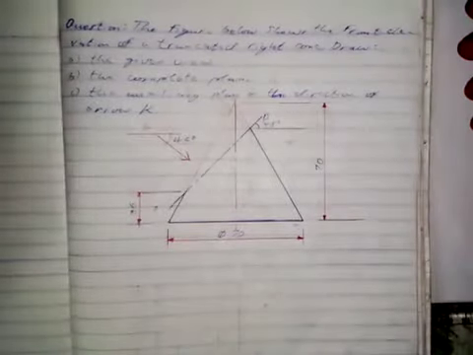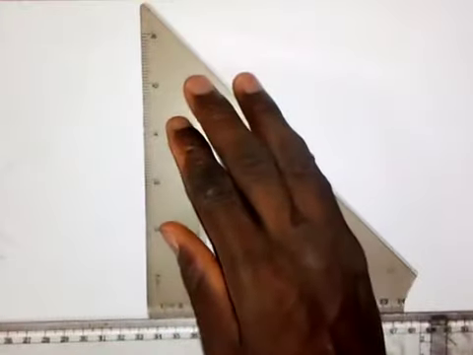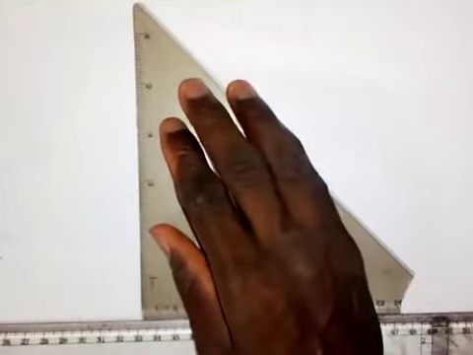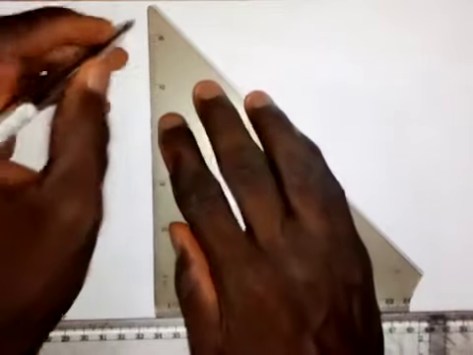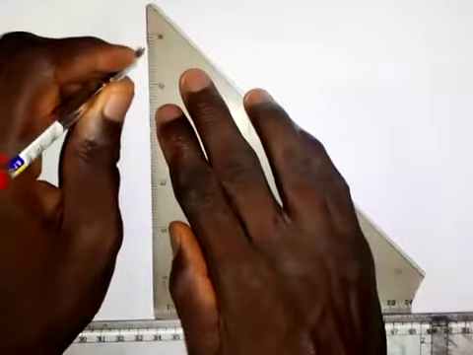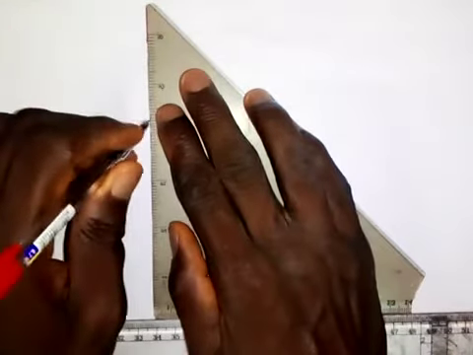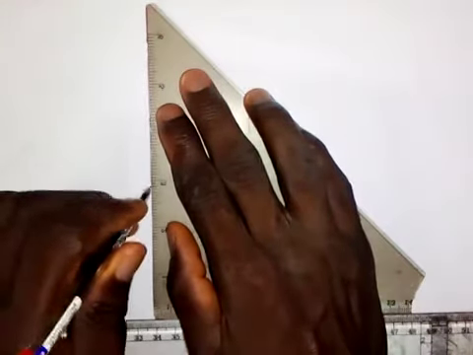So let's see what we need to do here to solve this problem. The first thing that we need to do is to draw a vertical center line. Okay, so the vertical center line, then we draw a horizontal center line like this.